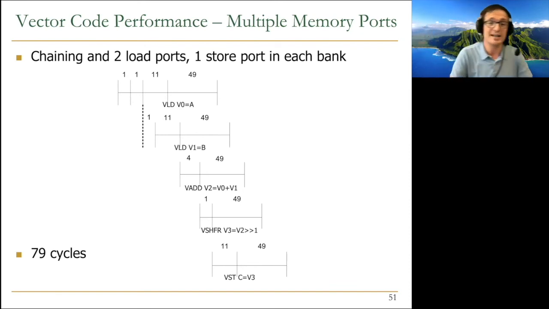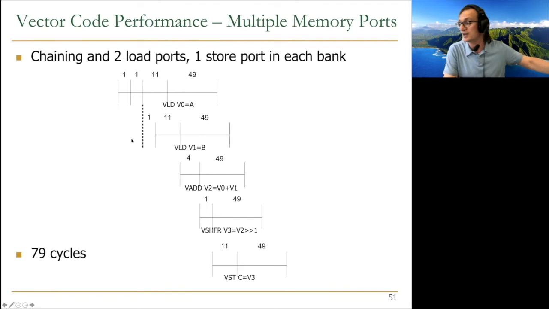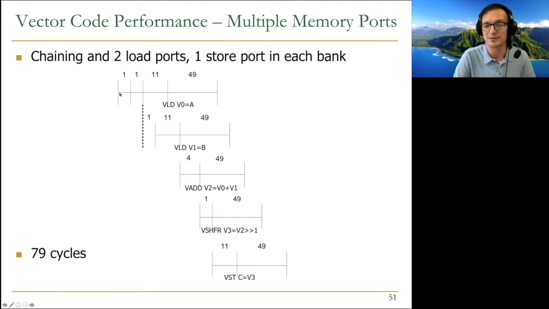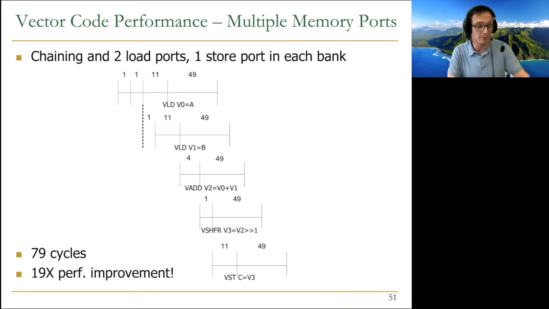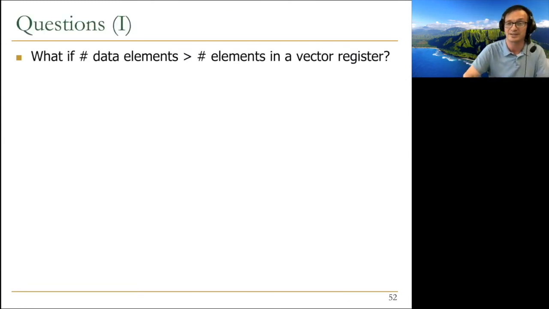But why does vector load have 2 ones? Remember, these ones are not vector loads. These ones are the scalar instructions, setting the vector length and vector stride. Keep that in mind. They were present in all of the figures, but I just didn't annotate them over here. Okay, so 79 cycles, that's a 19x performance improvement compared to 1504 that we saw earlier. So that's a very large performance improvement, and that shows you the power of a vector machine.